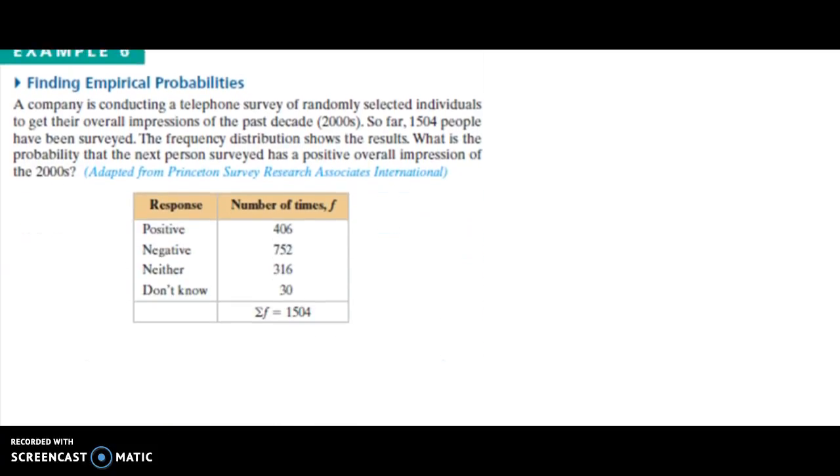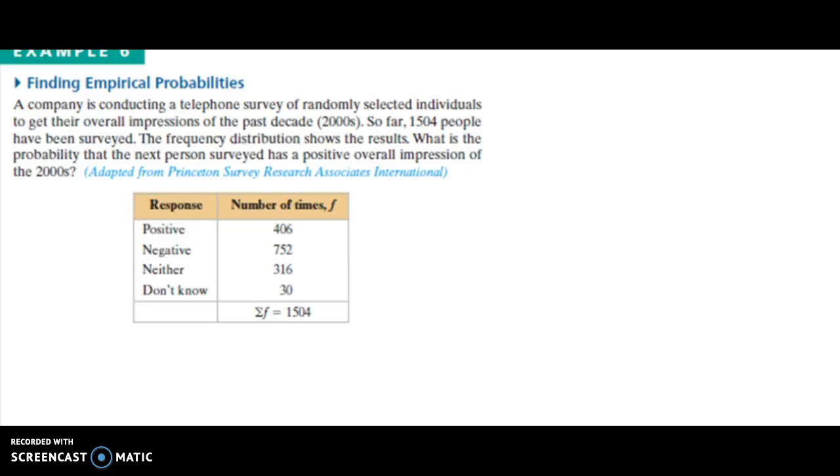If we look at example 6, it says that a company is conducting a telephone survey of randomly selected individuals to get their overall impression of the past decade. So far, 1,504 people have been surveyed. The frequency distribution shows the results. What's the probability that the next person surveyed has a positive overall impression of the 2,000s?